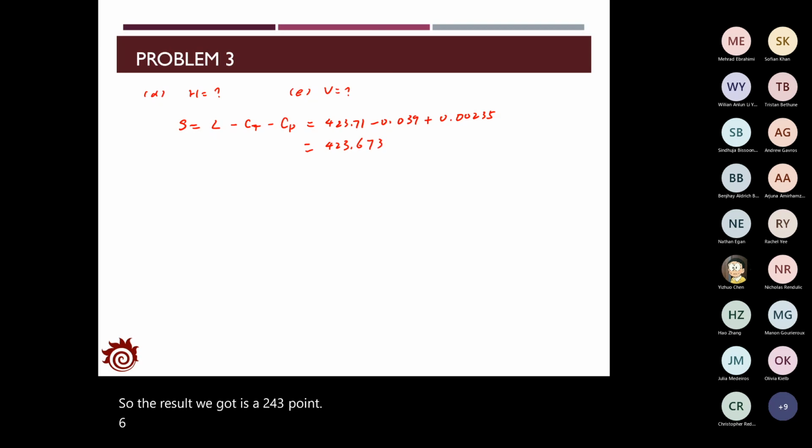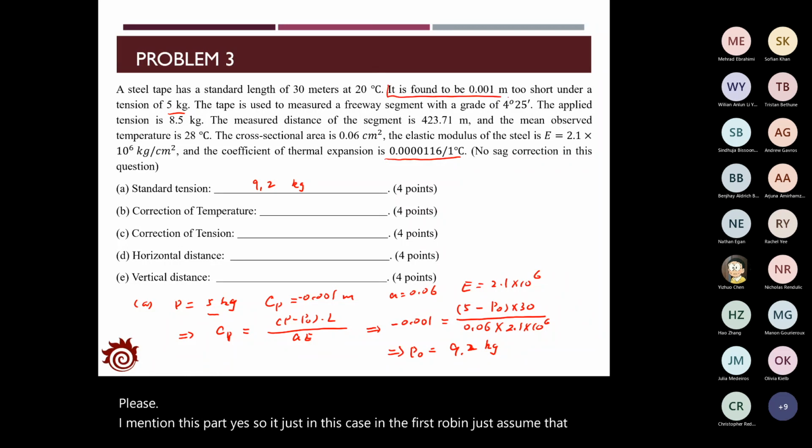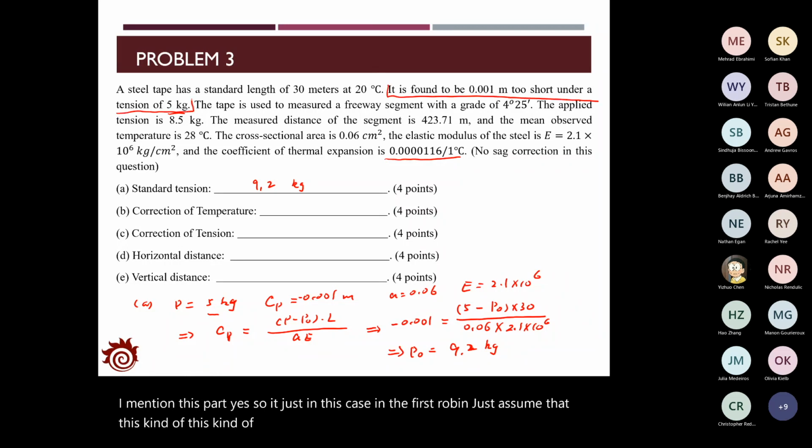243.673. Yes. Could you please review how we calculated the normal tension again, or the standard tension? Yes, normal tension, this part. So in this case, in the first problem, you just assume that this process is actually the calibration process to see whether the tape is working appropriately.